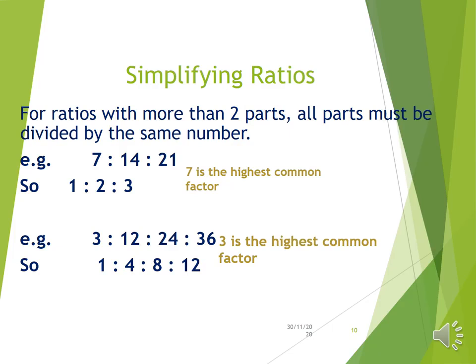12. Now we are left with this answer here, and then we ask ourselves, is there a number that will go into all of them without any remainder? Do they share something which is really common amongst them all? And the answer is no, unfortunately, because you have the number 1 in there. And because of that, this 1 to 4 to 8 to 12 is the simplest form.